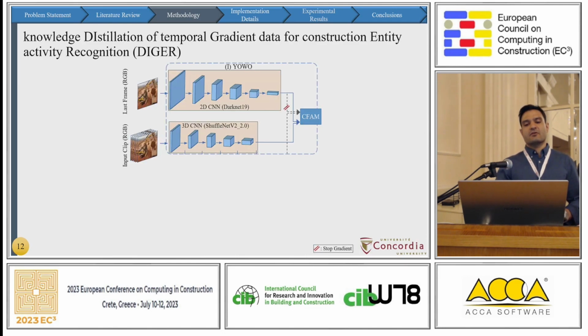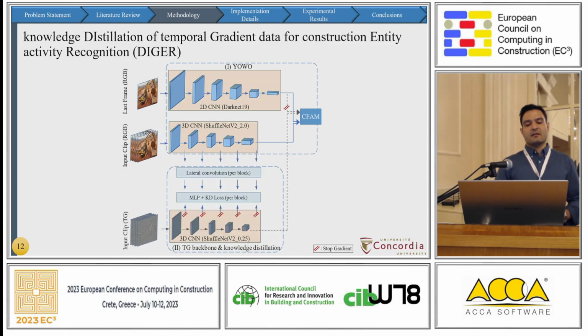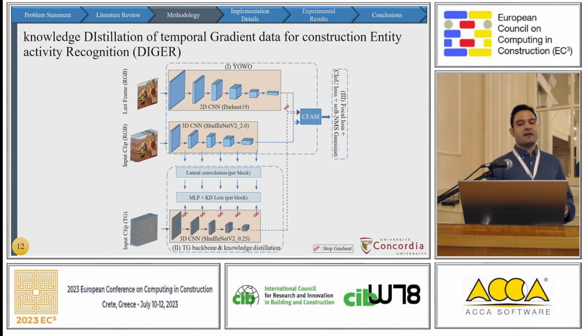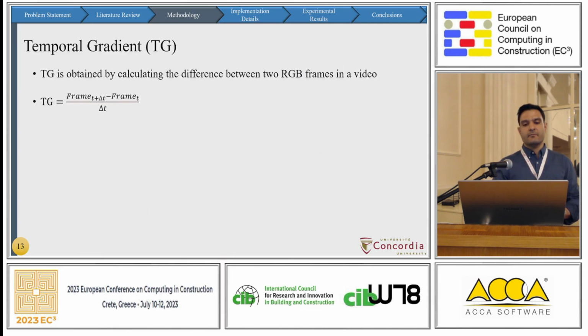The first is the original YOVO method that we're trying to improve. The second is the added temporal gradient backbone and knowledge distillation component. And the third is the complete intersection over union loss and the Gaussian soft non-maximum suppression technique that we have added to improve localization accuracy. However, because of time constraints, I will not explain the Gaussian non-maximum suppression technique in this presentation.